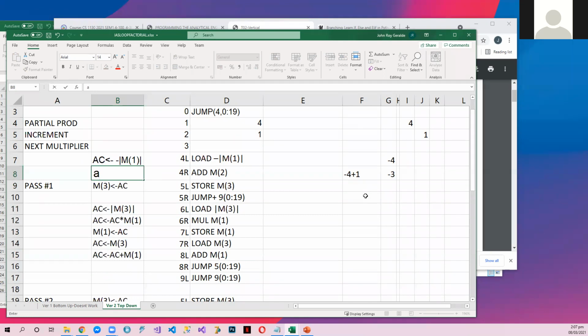AC receives AC minus M of 2. I'll have to change it, it should be 11. So AC received M2, so this AC becomes -3. Do you follow? And we store M3, which means M of 3 receives AC. So this is M of 3 here, so this becomes -3. What we're trying to do is to compute the next multiplier.